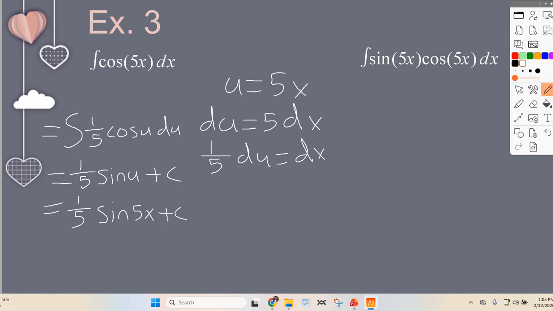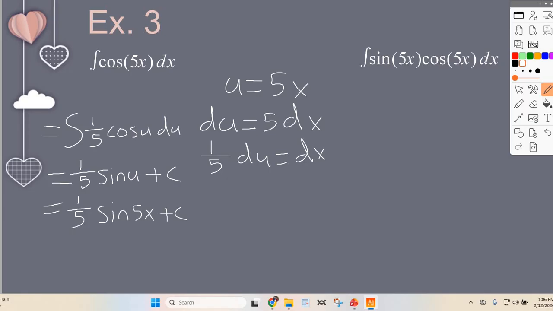Yes, no, maybe? Okay, what's different about the second one? There are 2. There's 2 of them, okay. So if I did the same u sub here, right? U equals 5x. I would still have a 1/5, that's not a big deal. But I would have sine of u times cosine of u. Did that help all that much? Not really, because there's still 2 of them.